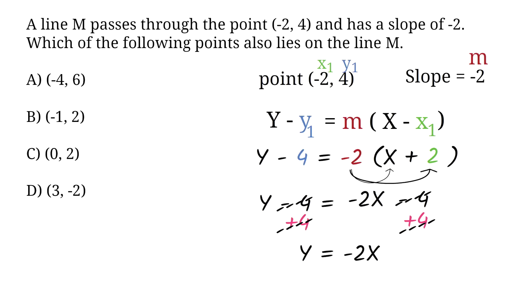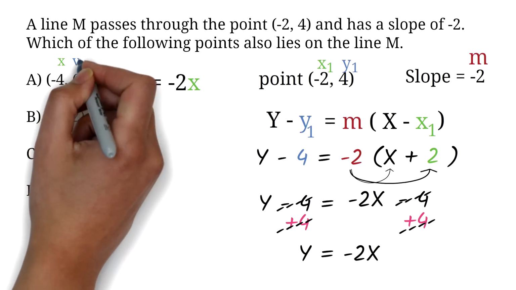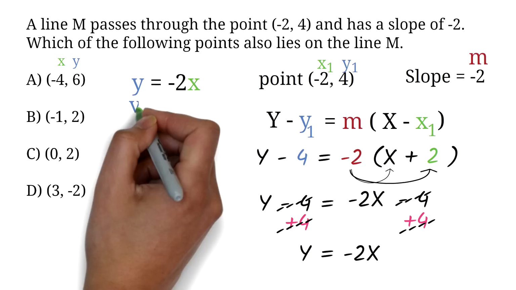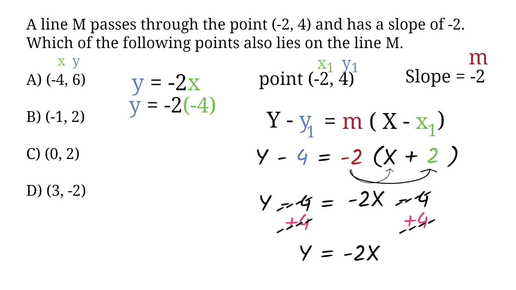Now that we have the equation in the slope-intercept form, we can input our x values from the options and check if we will get our y value. Let's start with option A. The x value is -4 and the y value is 6. We have y equals -2 times -4. -2 times -4 is 8. It is not 6, so choice A is wrong.